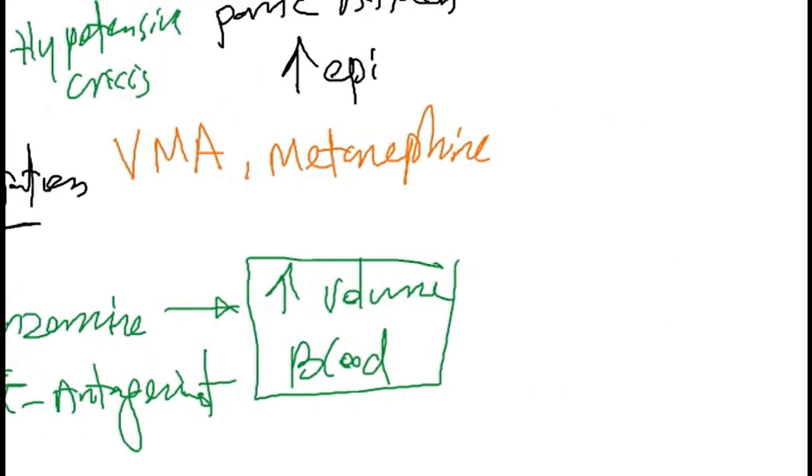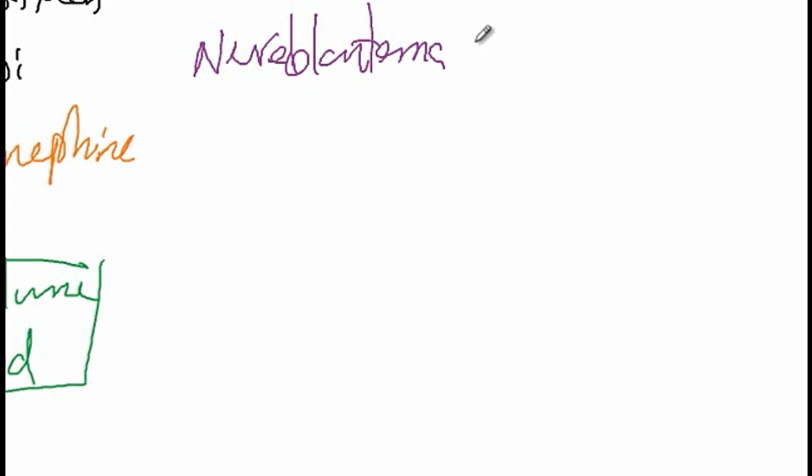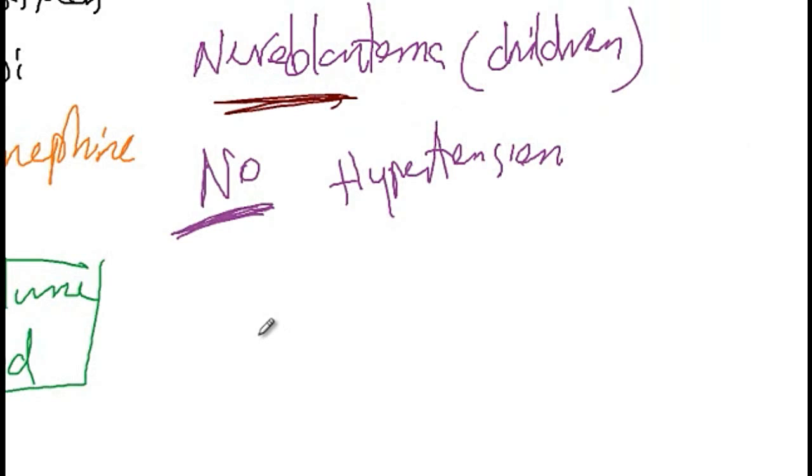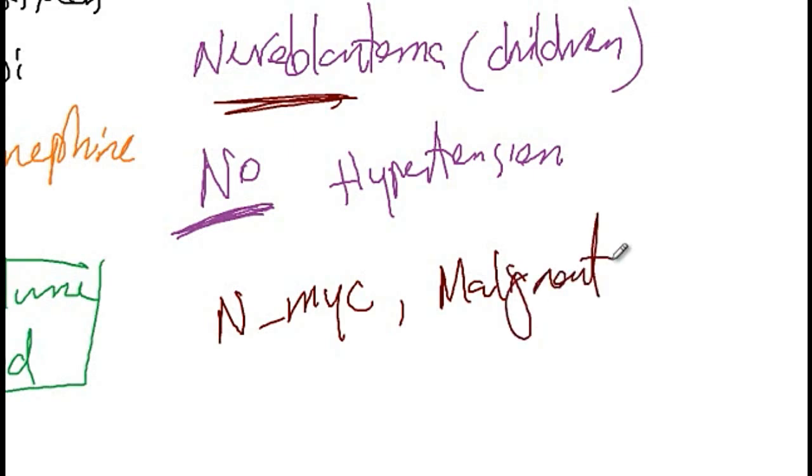And then the other condition regarding the adrenal medulla that I would like to discuss with you is called neuroblastoma. And this is the most common tumor of the adrenal medulla in children. And unlike pheochromocytoma, these patients do not present with hypertension. Now, neuroblastoma is usually associated with overexpression of the N-MYC gene and is malignant. So while pheochromocytoma is usually benign, neuroblastoma is malignant.